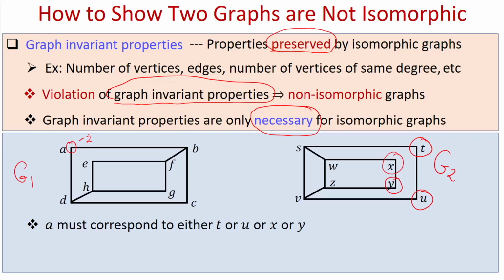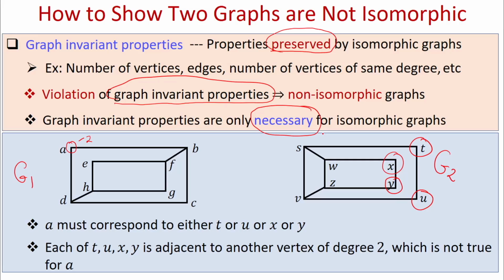So it can be associated only with a vertex of degree 2 in G2. And the only vertices of degree 2 in G2 are T, U, X and Y. You can't associate vertex A with vertex S because A has degree 2 where S has degree 3, and so on. But it turns out that in graph G2, the vertices T, U, X and Y all of them are adjacent to another vertex of degree 2.